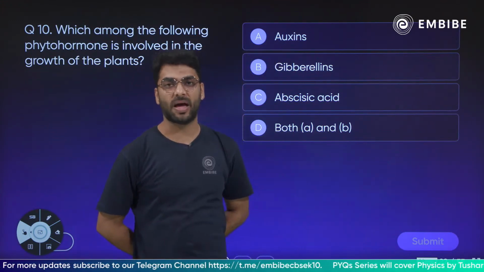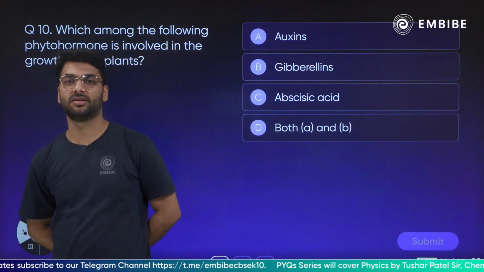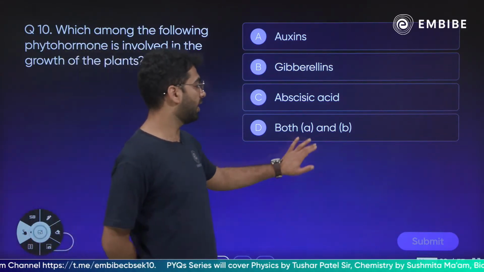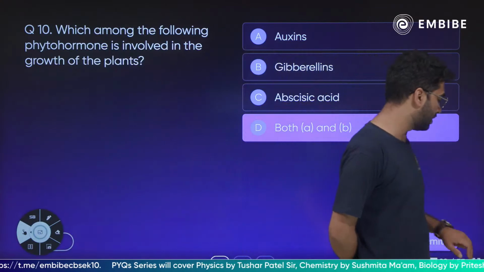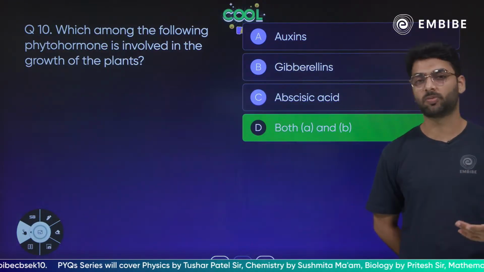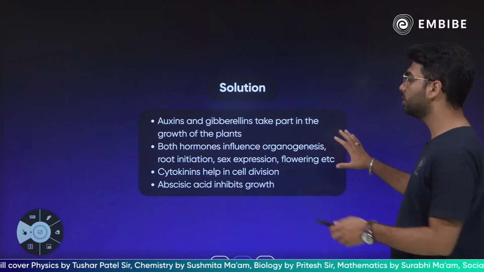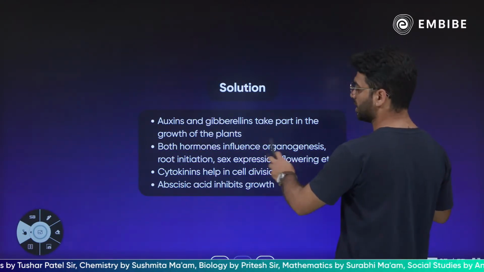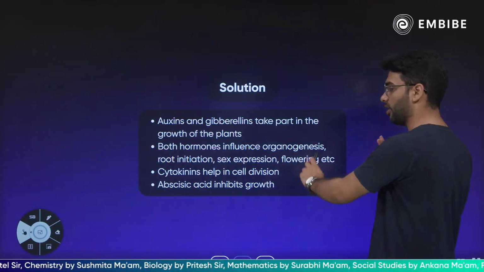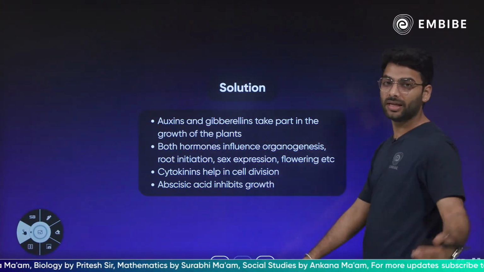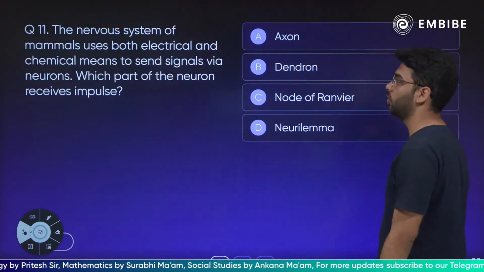Yes, pancreas also secretes somatostatin. ओके, चलिए, तो सभी बोल रहे हैं डी, दैट इज बोथ ऑक्सिन्स एंड जिब्रेलिन्स. मैंने आपको बताया था दैट बोथ आर रिस्पॉन्सिबल फॉर द growth. So auxins and gibberellins both are responsible for growth. Both hormones influence organogenesis, root initiation, sex expression, flowering, etc. Cytokinins help in cell division. Abscisic acid is a growth inhibitor. इसलिए वो जवाब नहीं होगा.